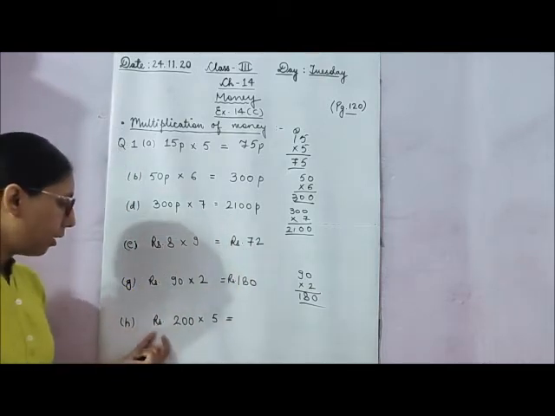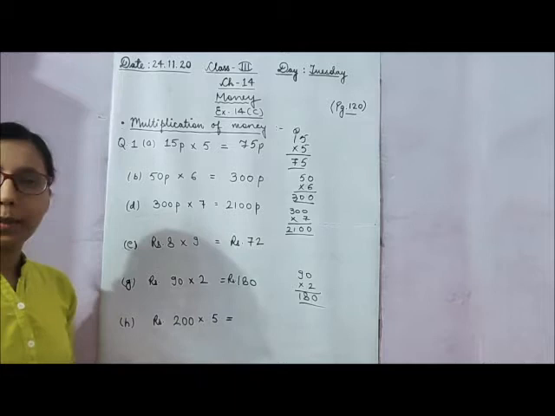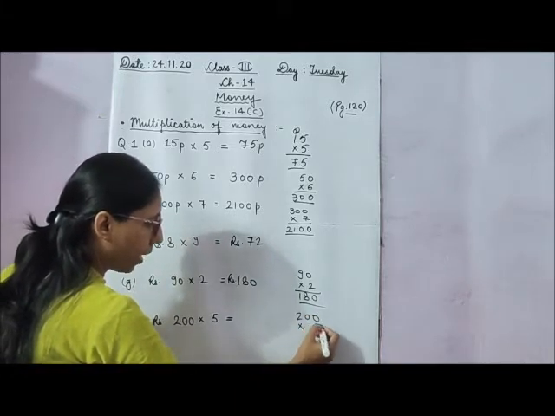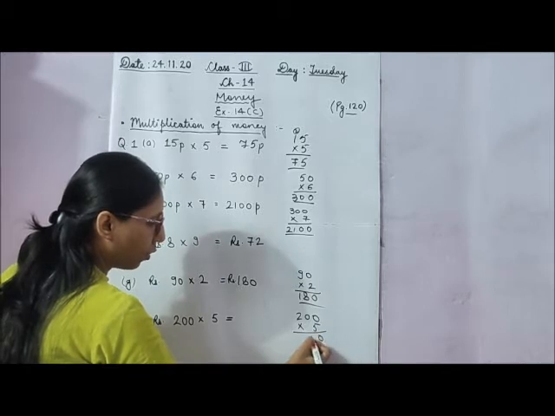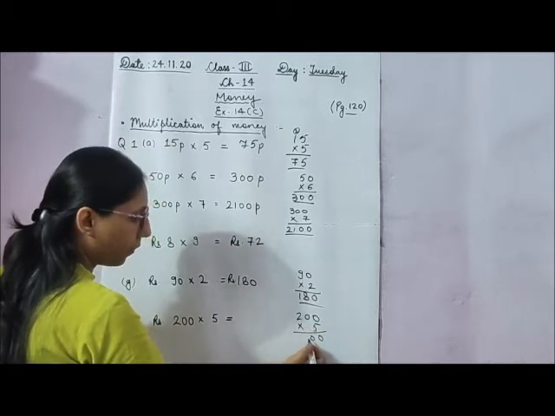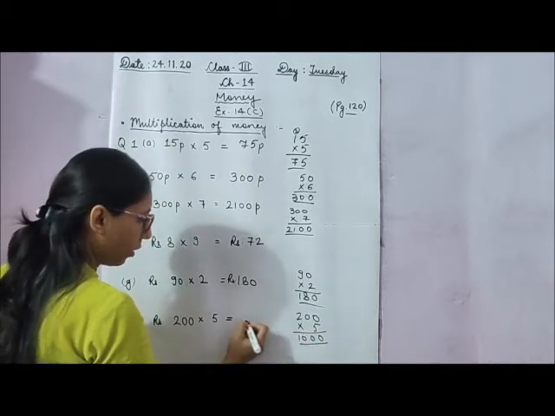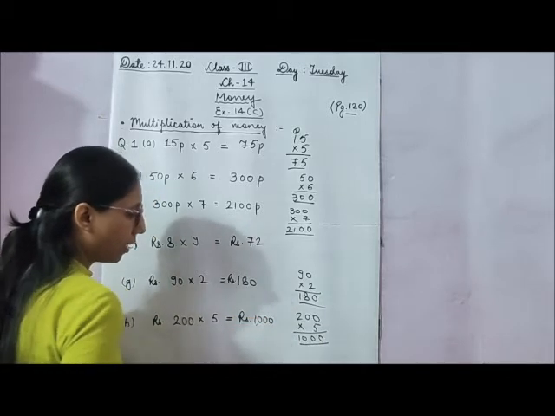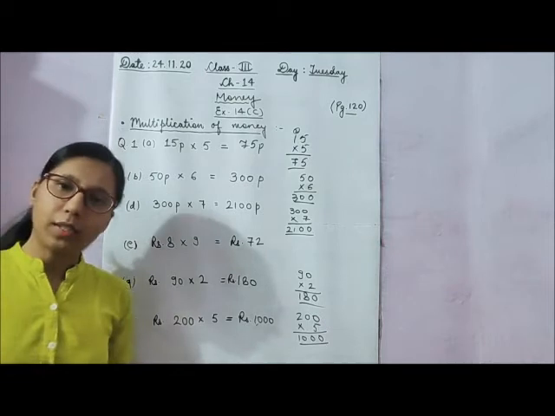In H part, we have to multiply this 200 by 5. So 200 multiplied by 5 is 5 times 0, 0. 5 times 0, 0. 5 times 2, 10. So this is 1000 rupees. That will be the answer. Similarly, you have to do other parts.